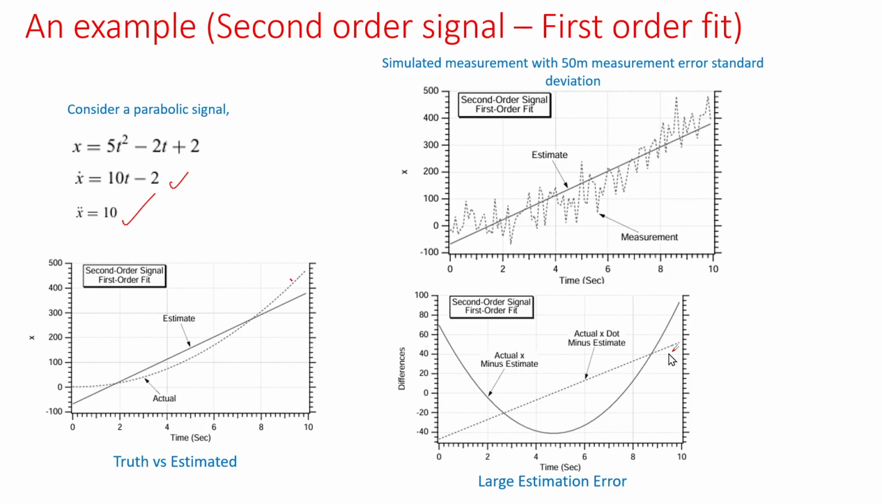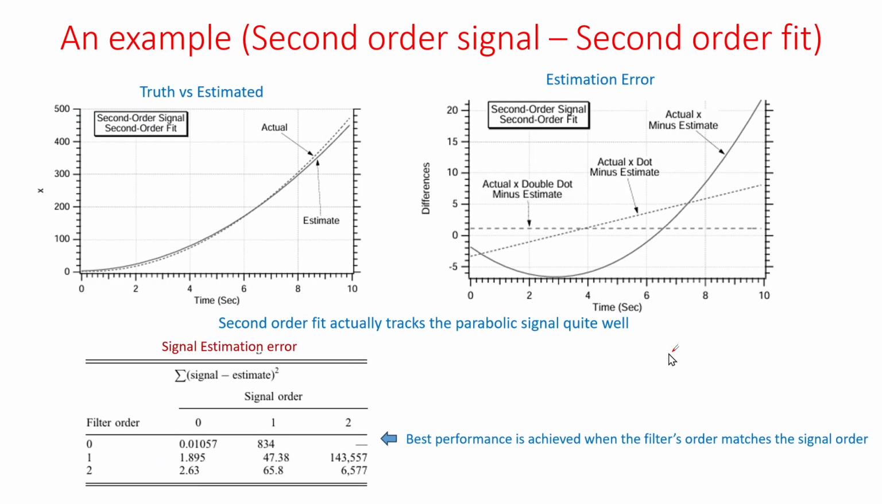So, next we will try to do the same thing using a second order polynomial fit. This time I have taken a second order polynomial, or a position, velocity and acceleration model. With this I do the fit, and you can see actual versus estimated, quite closely they are matching. And if you see the error, the x error is within a small bound, say 15 to 20, and x dot and x double dot are also within range. So, the best performance is achieved when your least square polynomial model order is matching your signal order.